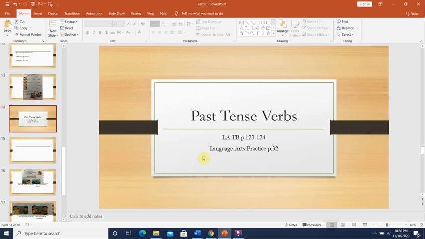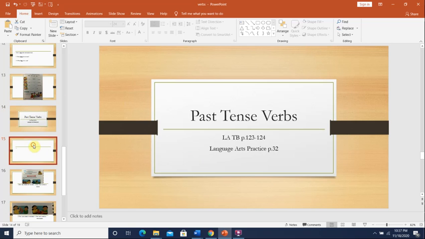Today we will be learning about the past tense verb, right? So past tense means that something happened before. Okay, something that happened already. Past means something that already happened and is finished. So when we talked about the present tense, we used to add an S to the verb to show you that someone or something did something.